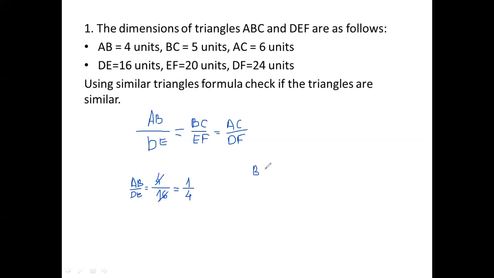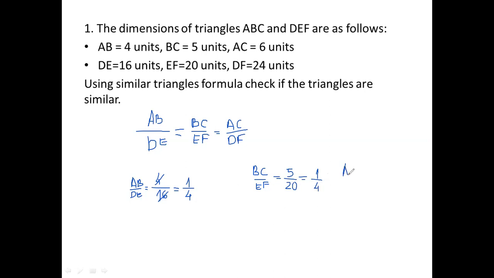So we'll have that BC over EF will equal, instead of BC, I will put 5 over 20. We can divide both by the same number. We can divide both by 5. So we will get 1 up, and down we will have 20 divided by 5 is 4.